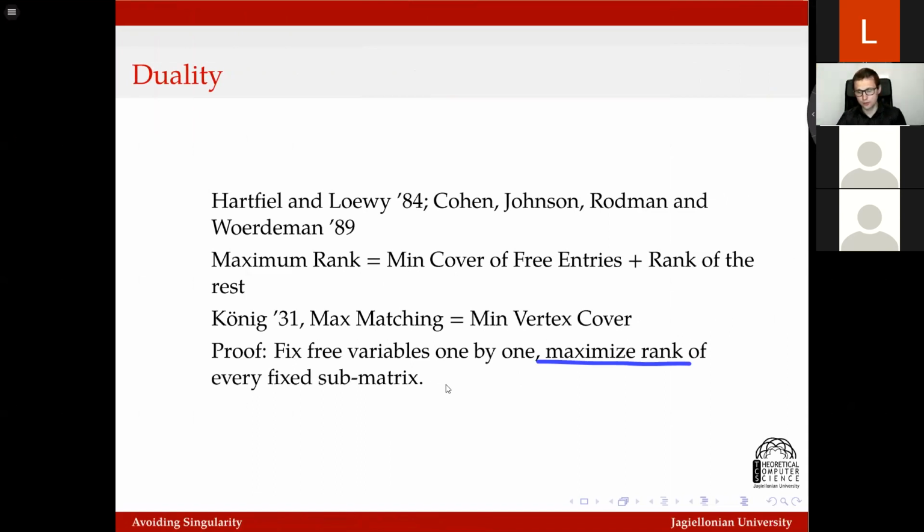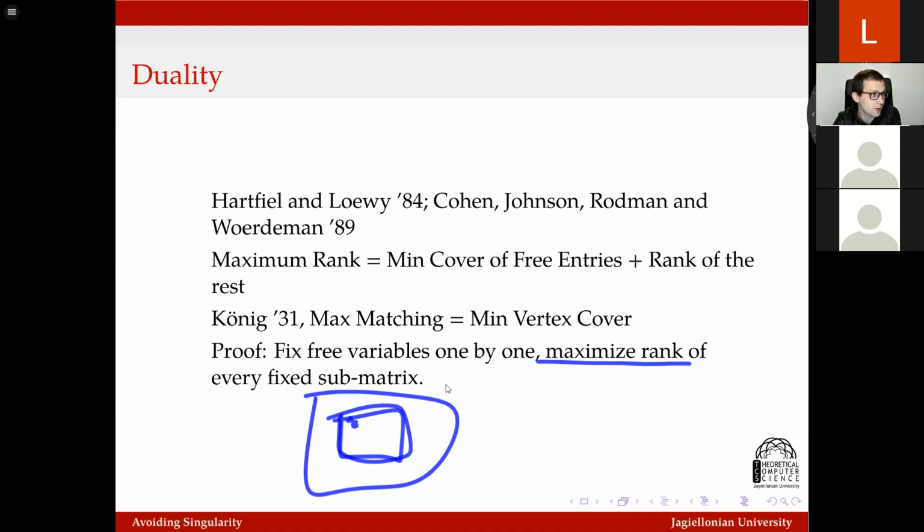Okay, so what I mean is that there is some free variable here that we want to fix, and what we can do, we can consider any submatrix here for any set of rows and columns, and consider those submatrices for which this is the last free variable. Now we can show that there is a choice for the value so that the rank of every such submatrix is also maximized.